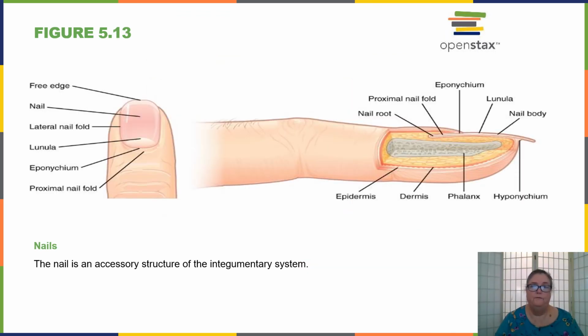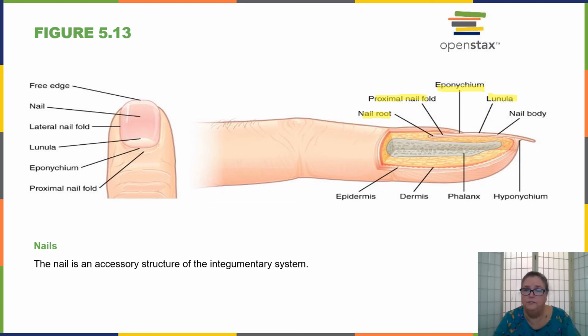The nail is part of the integumentary system. We have the nail root, which is underneath the skin. We can't see the nail root when we're looking at our hands. The proximal nail fold is that right over that nail. Eponychium is what we call the cuticle, that little bit right where we can first begin to see the nail. The nail is, of course, growing out. The lunula is that little bit of white that looks like a little sliver of moon that is just visible.